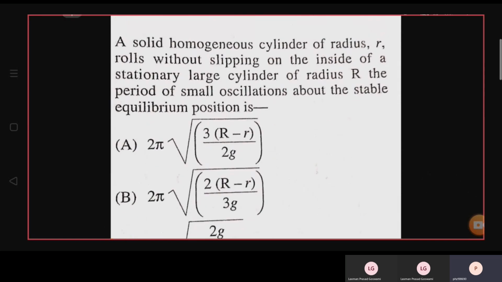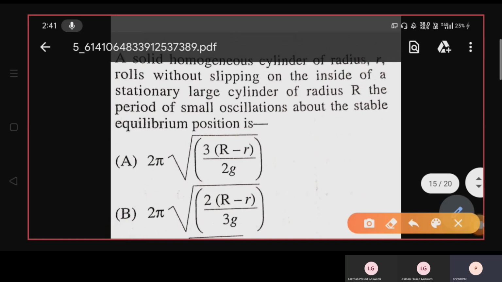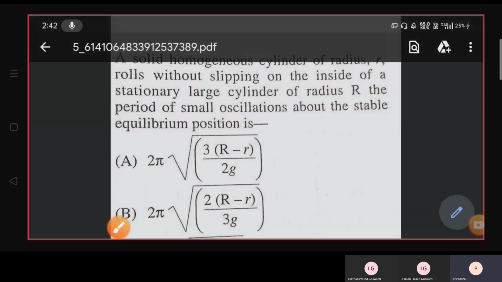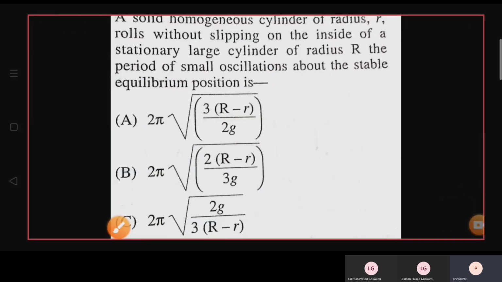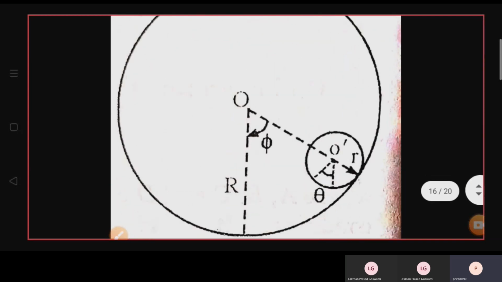So you have a solid cylinder and it is rotating, rolling within a big cylinder. You have to find out the period of small oscillation. The important point here is the small oscillation, because the assumptions will be true only if we consider small oscillations. So let us find out.